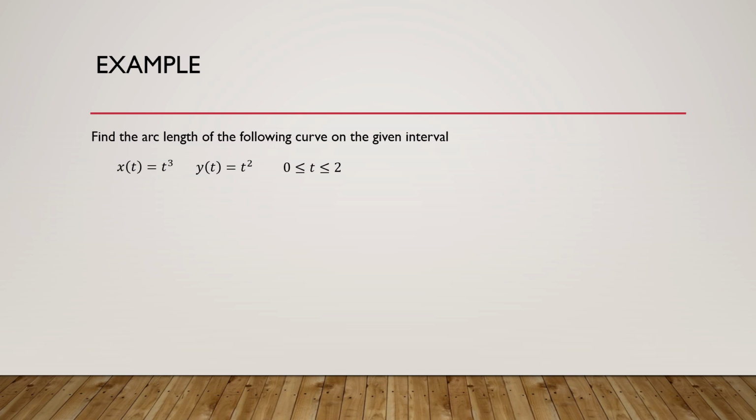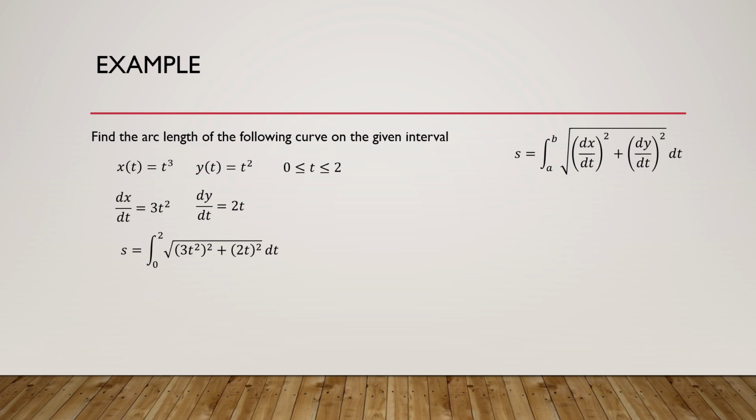Find the arc length of the following curve on the given interval. x of t equals t cubed, y of t equals t squared for t between 0 and 2. We start with the definition of the arc length. Then dx/dt equals 3t squared and dy/dt equals 2t. This gives us the integral from 0 to 2 of the square root of (3t squared) squared plus (2t) squared dt.